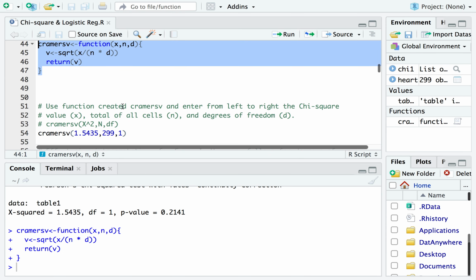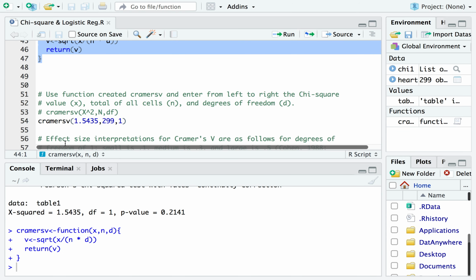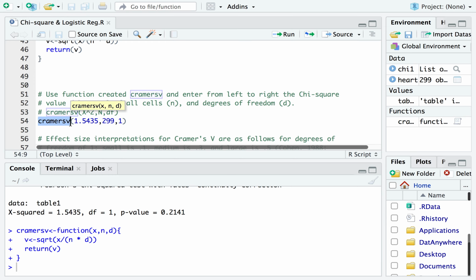And to use this function, you just have to enter, Cramer's V is the name of the function, the chi-square value that you received, the total sample size, or the total of all the cells together, and the degrees of freedom. The chi-square and degrees of freedom are provided by the output, and the n is just the sample size.